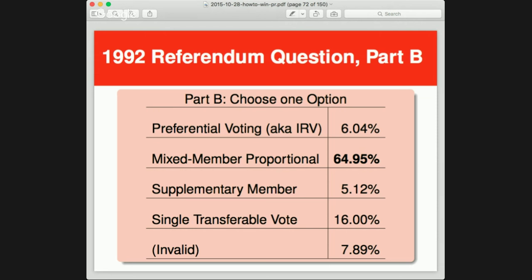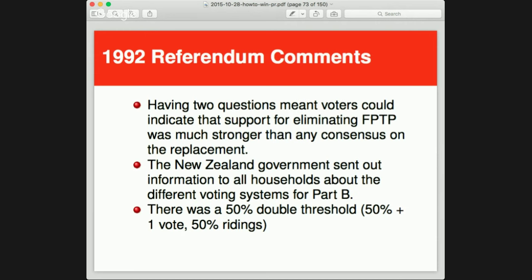So that's 1992. Pretty clear that people want to change. Pretty clear that mixed member proportional is the best alternative they can think of. So this means 2 questions was important. The New Zealand, how did people know about all these other 4 systems? The New Zealand government told them, sent them literature telling them about these 4 systems, right?